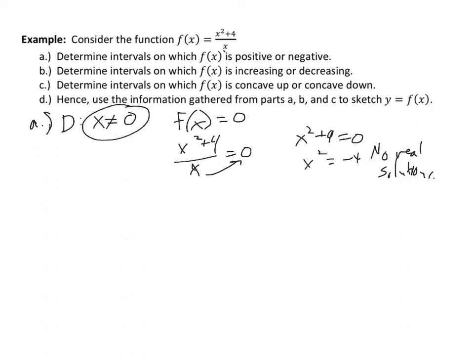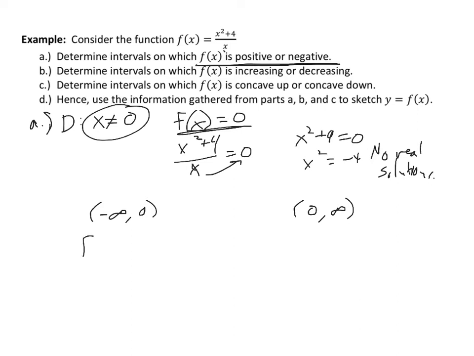Okay, so I'm going to have one interval set up from negative infinity to 0, and then I'll have another interval set up from 0 to infinity. And what am I going to be testing here? If I want to know if the function is positive or negative, and I just set the function equal to 0 right here, it means I'm going to be testing that function.